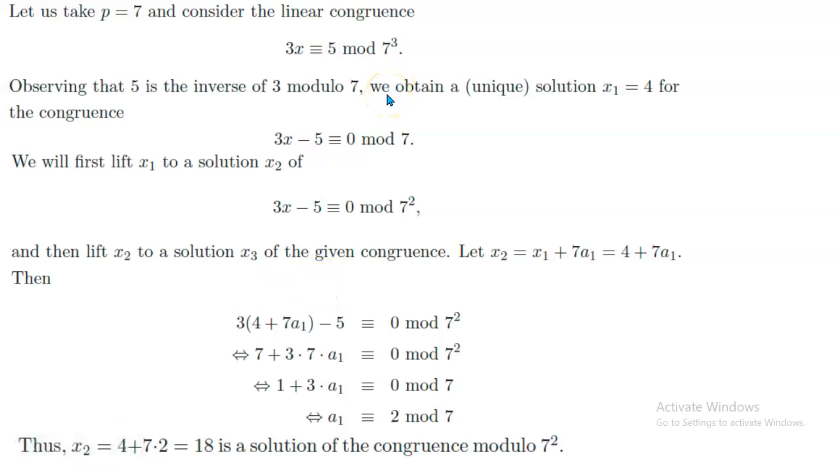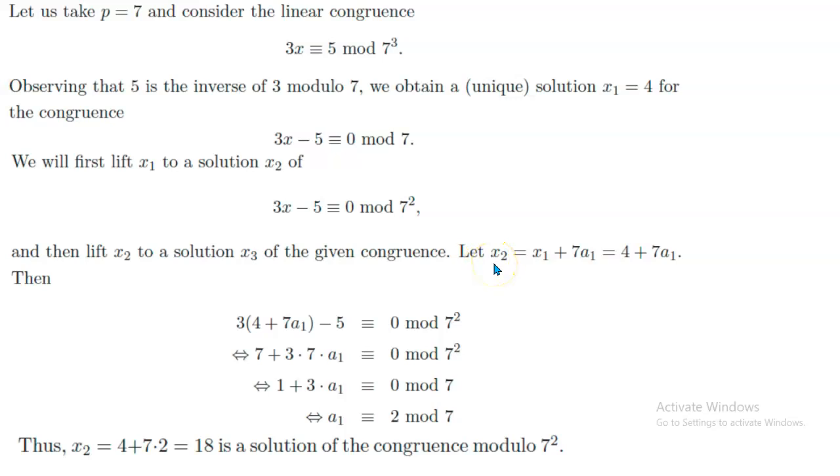So if you take the example of p equal to 7, consider the linear congruence 3x congruent to 5 mod 7^3. When we look, 5 is the inverse of 3 modulo 7, so we have a unique solution x1 equal to 4. So we can write 3x minus 5 congruent to 0 mod 7. We lift x1 to a solution x2 of 3x minus 5 congruent to 0 mod 7^2, and then x2 to the solution x3.